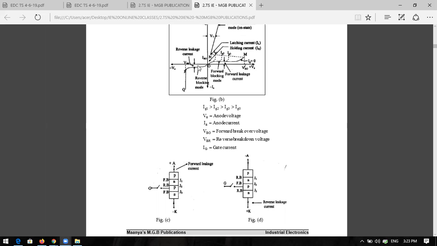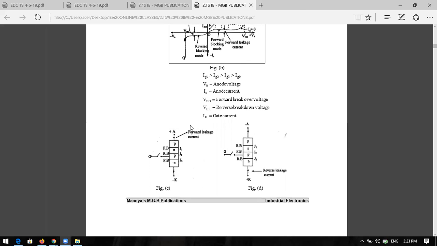If the anode to cathode voltage is positive, it is the forward biasing mode. If the anode to cathode voltage is negative, you can call it the reverse biasing mode. Forward biasing means anode is positive, cathode is negative. In reverse biasing, anode is negative, cathode is positive. In both cases the gate is not applied.